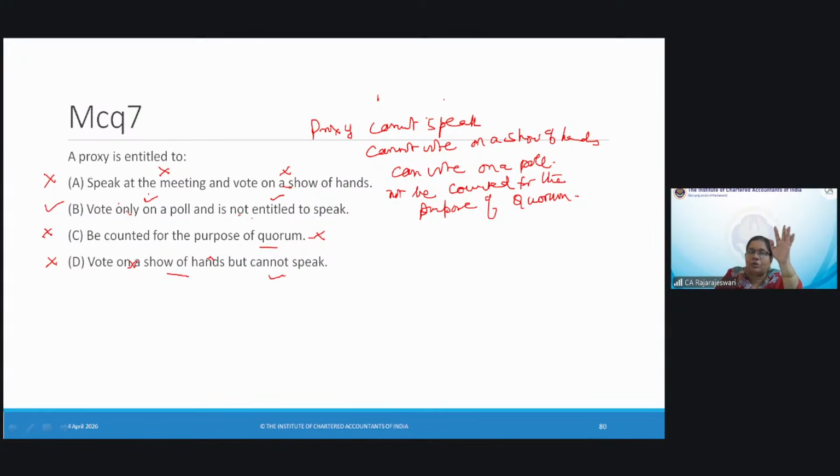He cannot speak also. So this voting is not allowed. But the only exception is that he can be present, and he is not counted for the purpose of quorum. Only for a poll can he do it. Suppose a person has appointed a proxy, you should notice that. So the answer for this I will tell you.